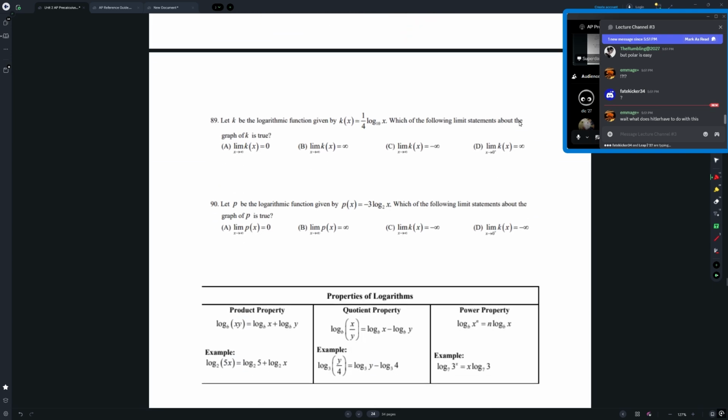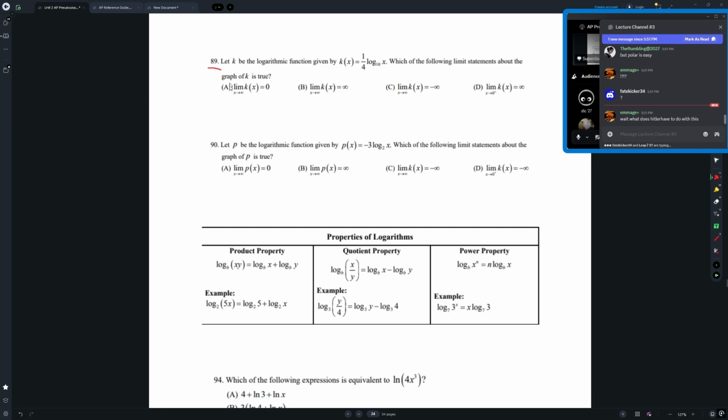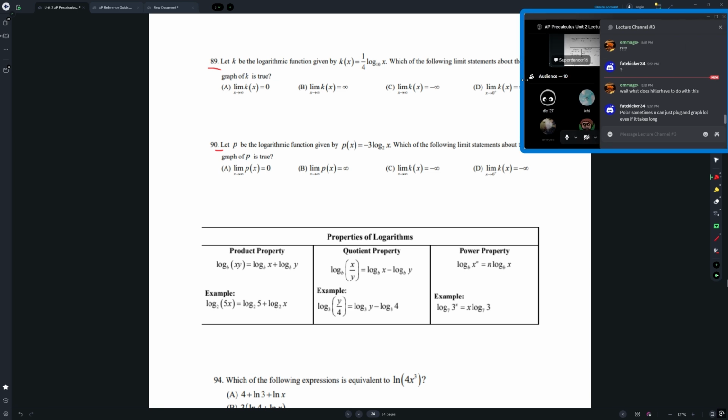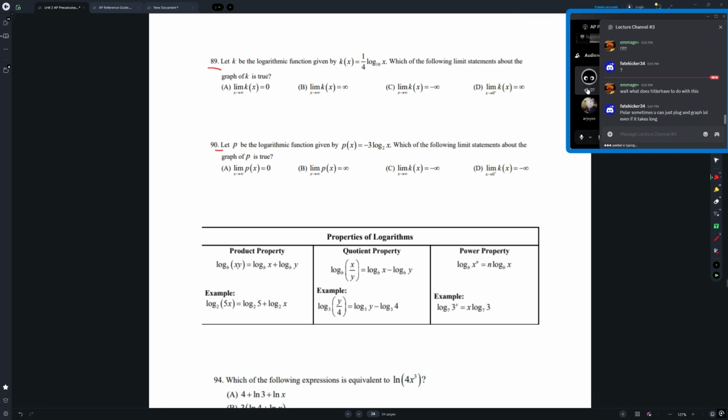So, moving on. 89 and 90. Now we're on limit notation with the same end behavior stuff. Yeah, polar, the best way to do it is just plug and graph. So 89, 90. And if you're still here, try to participate, because that's the best way to do math, by practice.